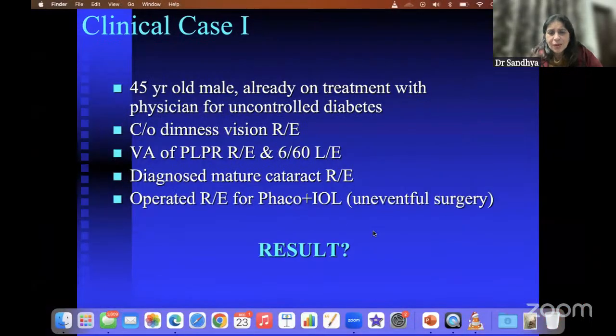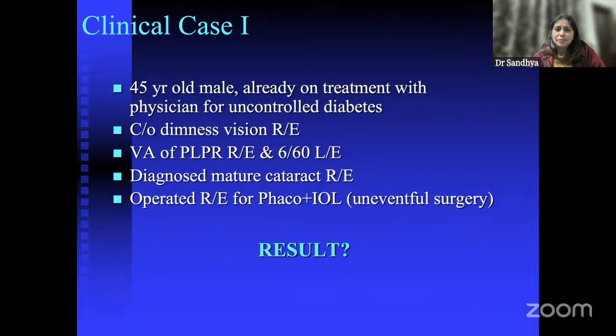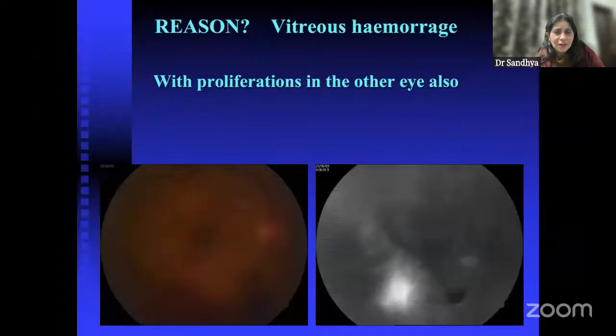So, okay, let us go back to the discussion of our clinical cases. Like this 45-year-old male, already on treatment with a physician for uncontrolled diabetes. He comes with diminution of vision in one eye, vision of just PL PR, and 6/60 in the other eye. He was diagnosed to have mature cataract. He underwent an uneventful surgery. So what was the result? Nothing. The patient couldn't see anything after surgery.